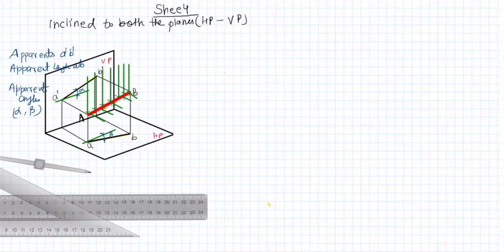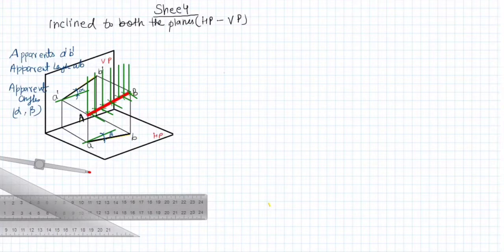Okay, to measure that, we have a method. In that method, we will follow our basics: in order to get the true length, the line should be parallel to the plane. So that plane will contain the true length. So we will intentionally make this line AB parallel to one of the planes at a time.